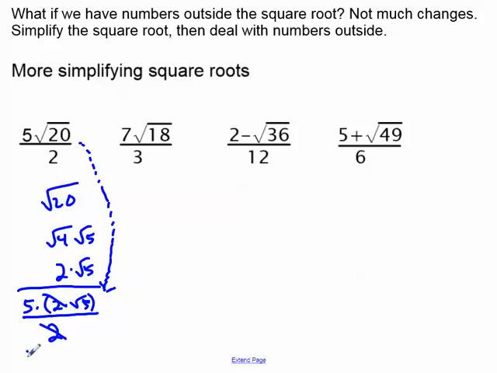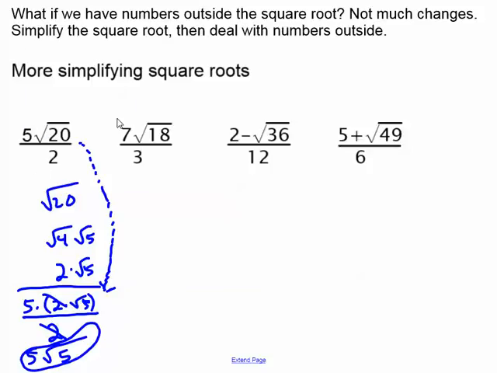And now what's left over? 5 times the square root of 5 in my numerator, and the denominator is 1, so we don't really need a denominator. So there's our answer. So just look to simplify that square root and put it back up into our original statement and see what cancels out.